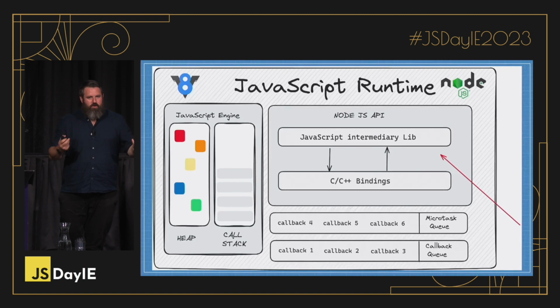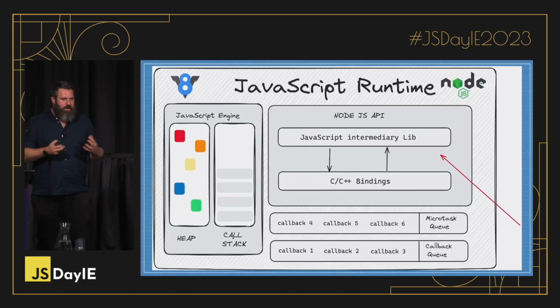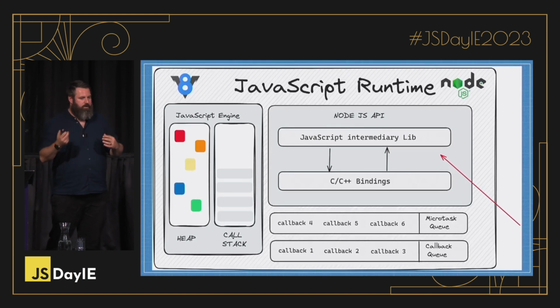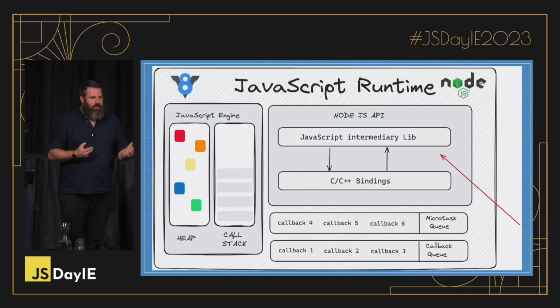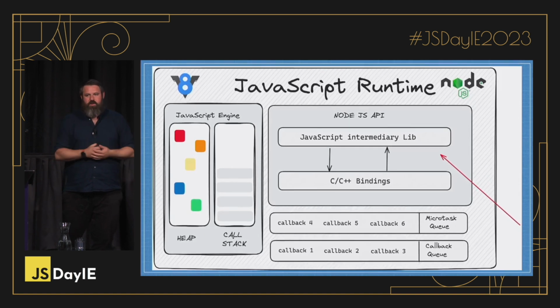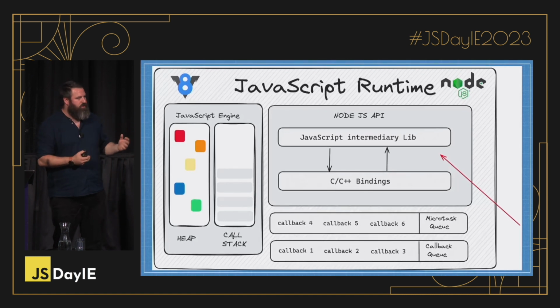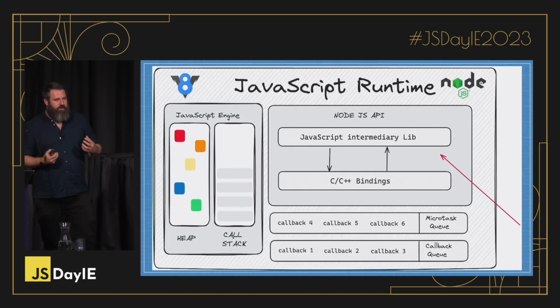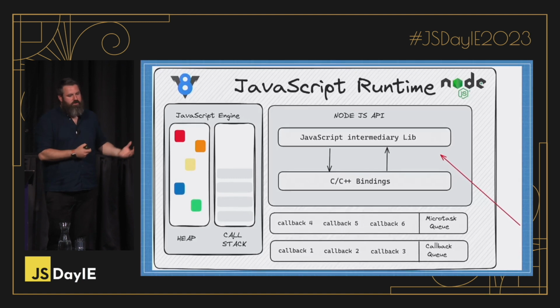So in this case, Node built a set of JavaScript intermediate libraries. These communicate with C and C++ bindings. This allows you to do all the fun things we do in Node land, where we write to the file system, read from the file system, host web servers, all that kind of stuff. Things that we don't need to do in a browser, but we'd want to do on the server. So this is how Node.js allows us to run JavaScript on the server.